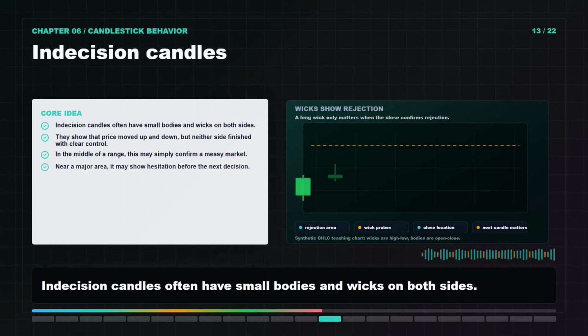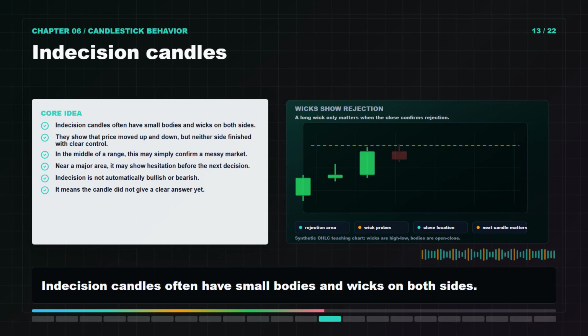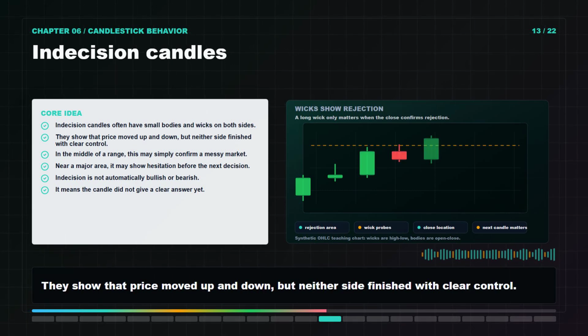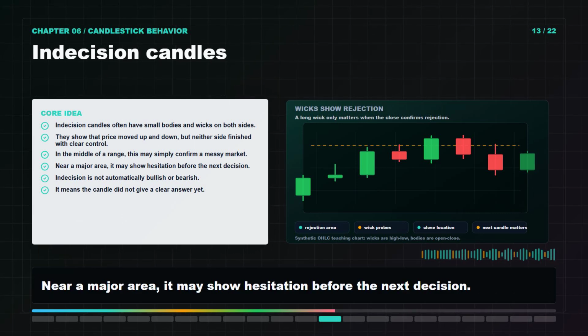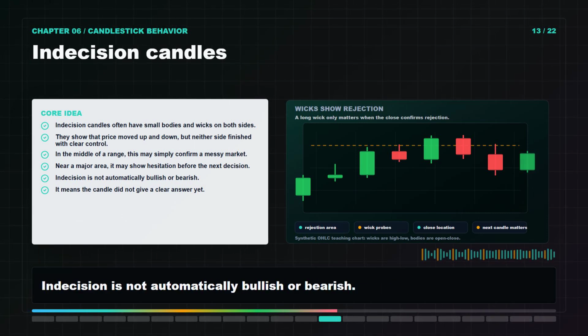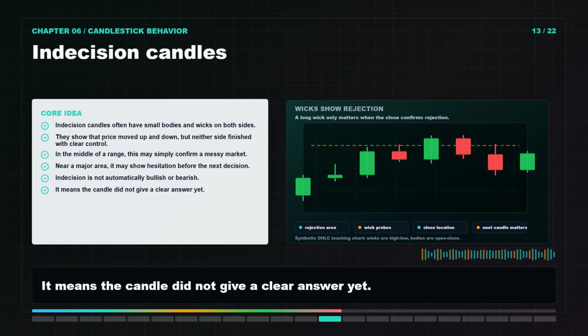Indecision candles often have small bodies and wicks on both sides. They show that price moved up and down, but neither side finished with clear control. In the middle of a range, this may simply confirm a messy market. Near a major area, it may show hesitation before the next decision. Indecision is not automatically bullish or bearish. It means the candle did not give a clear answer yet.